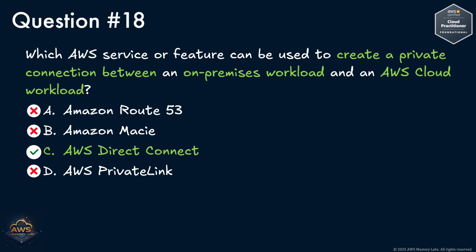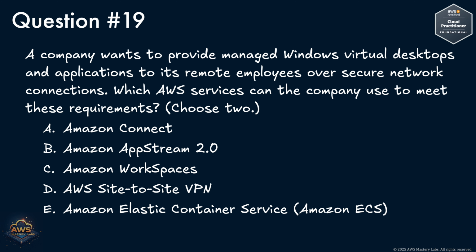A company wants to provide managed Windows virtual desktops and applications to its remote employees over secure network connections. Which AWS services can the company use to meet these requirements? Choose 2. Let us identify and interpret key phrases in the question that will help with answering it.